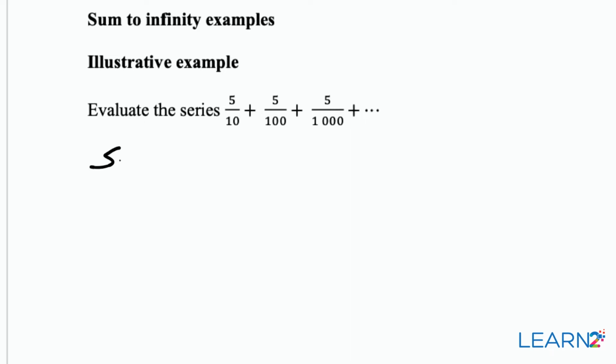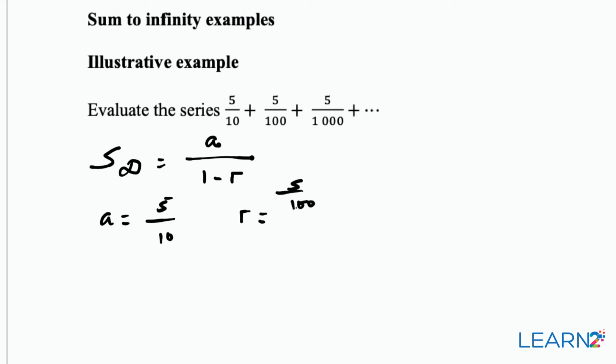So to work out the sum to infinity, it's always going to be a, your first term, divided by 1 minus your r. Okay, so what is your a value in this question? Your a value is the first term, which is 5 over 10. And what's your r? Well, your r would be t2, 5 divided by 100, all over t1, 5 over 10.